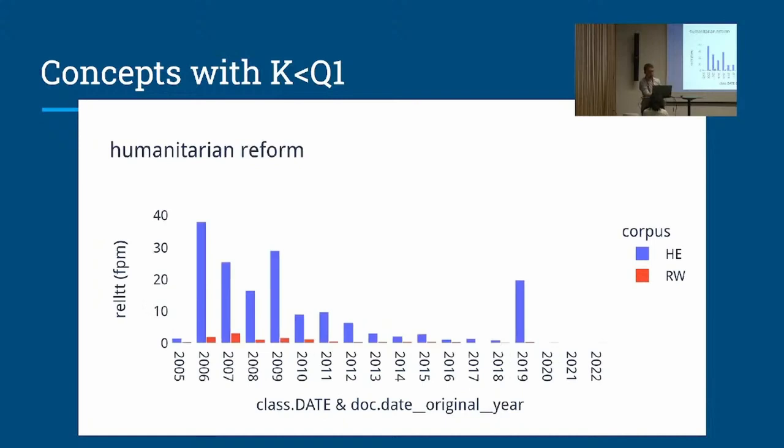One of the few concepts that had declining usage, and which is an interesting case, is humanitarian reform. Talking with an expert, my understanding is that humanitarian reform was introduced in the first decade of the 2000s, and you can see that it was popular, people were using it, and it almost disappears. It looks like there might be more frequencies in 2019, but that's actually a tagging issue where the Humanitarian Encyclopedia corpus doesn't have full data for 2019. So it looks much bigger than it actually is.